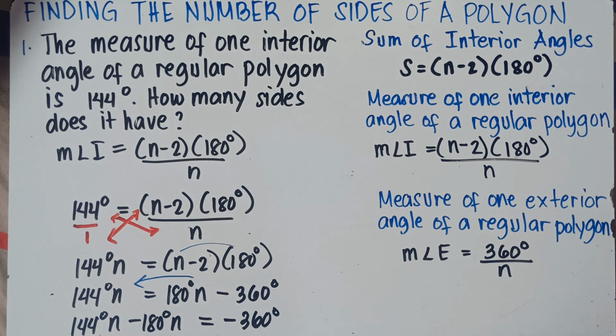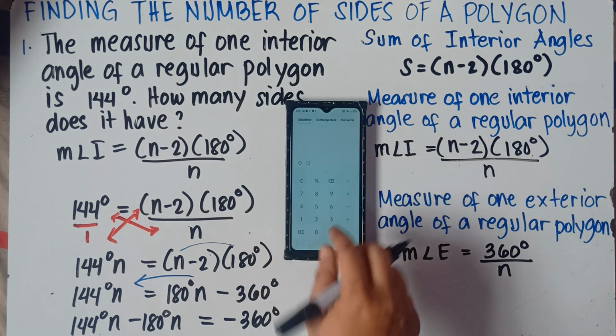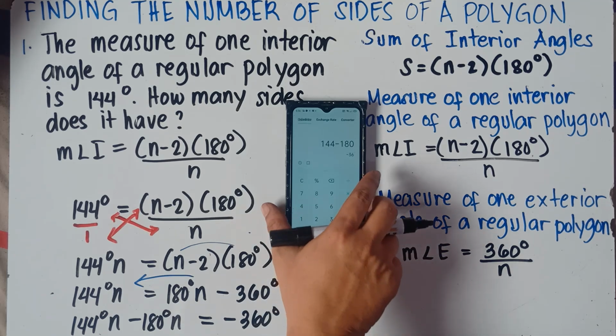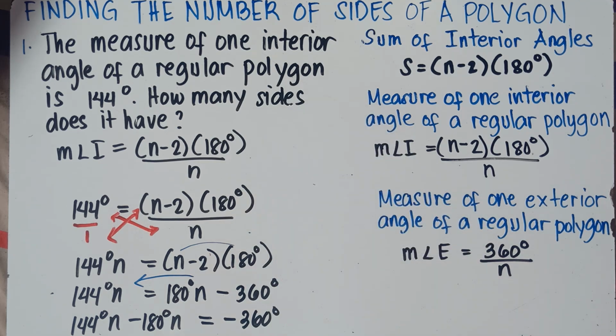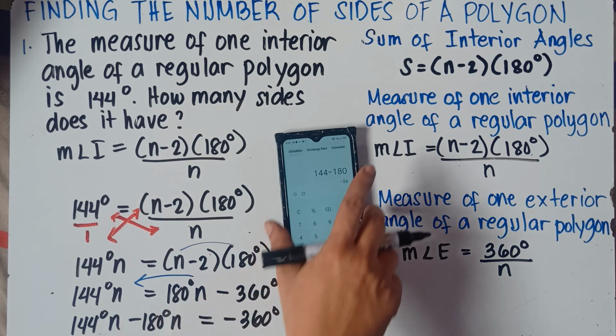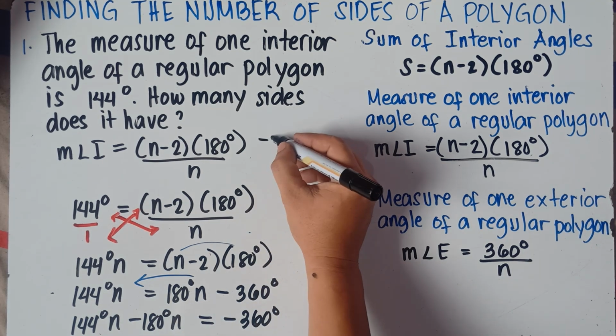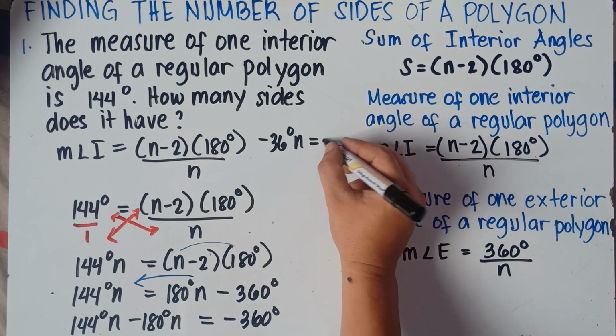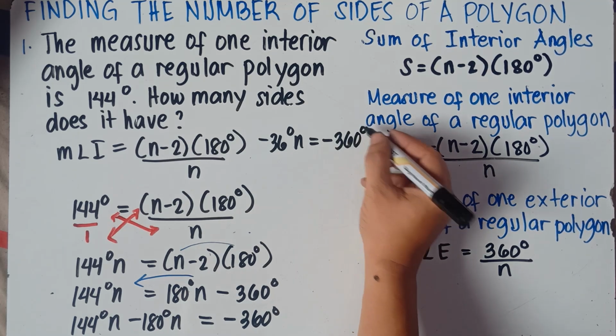Alright, so subtract this one, class, using your calculator. 144 minus 180. Let me just use our cell phone. 144 minus 180, that would be 36. So this will be negative 36, class, because 180 is greater than 144. So negative 36 degrees n equals, copy this one, negative 360 degrees.